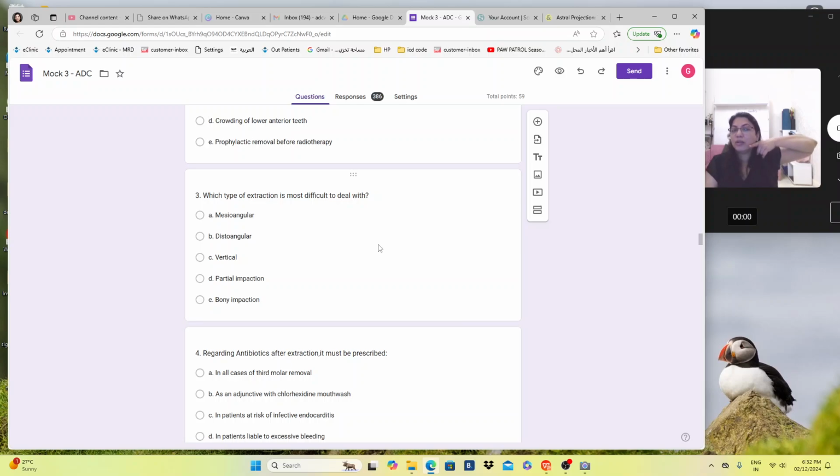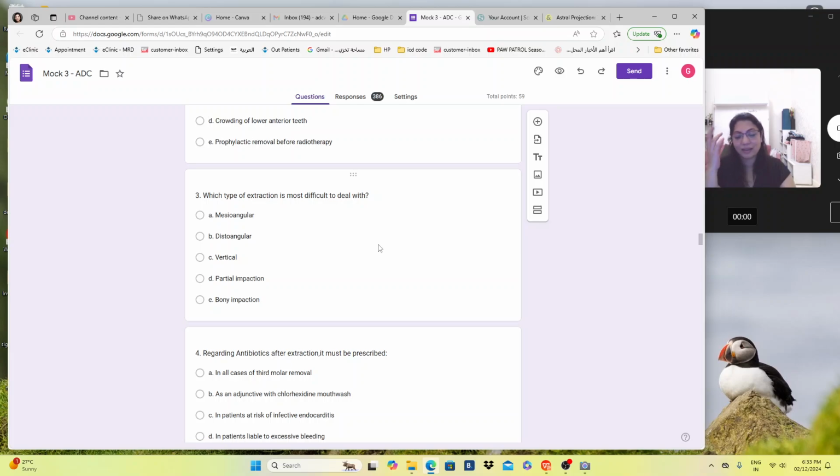the mesioangular, or I would say the sleeping position of the tooth, you must have seen in some people, it's just sleeping, you know, and the oral surgeon is like, you better not touch this tooth. It's so close to the nerve, there is no space, nothing to do. So unless it really gives you a problem, you just leave it as it is.